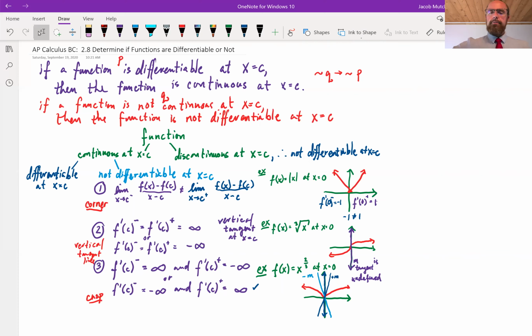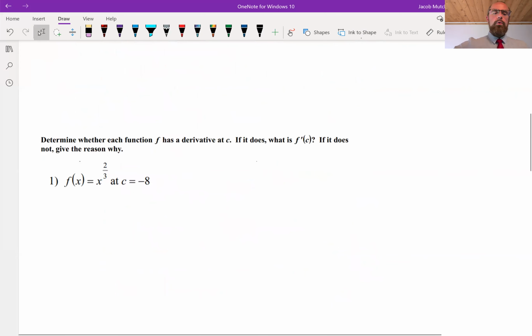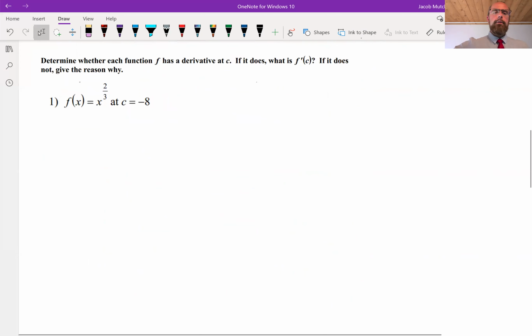Let's take a look at three examples. So we'll scroll down to number 1 here. Here we want to determine whether the function has a derivative at c. If it does, what is the derivative? And if it does not, give the reason why.